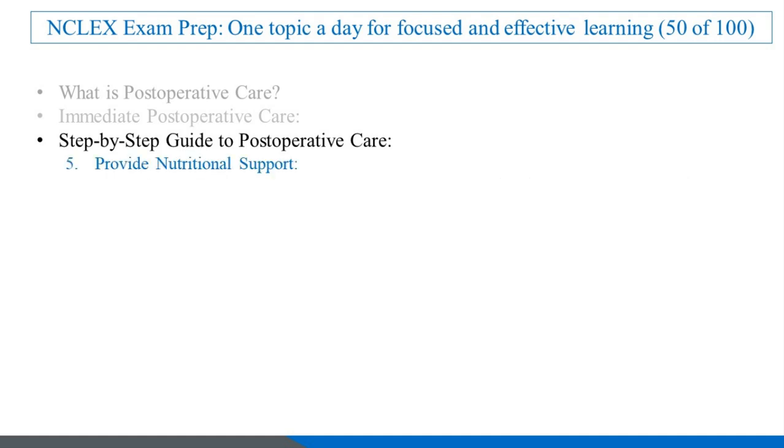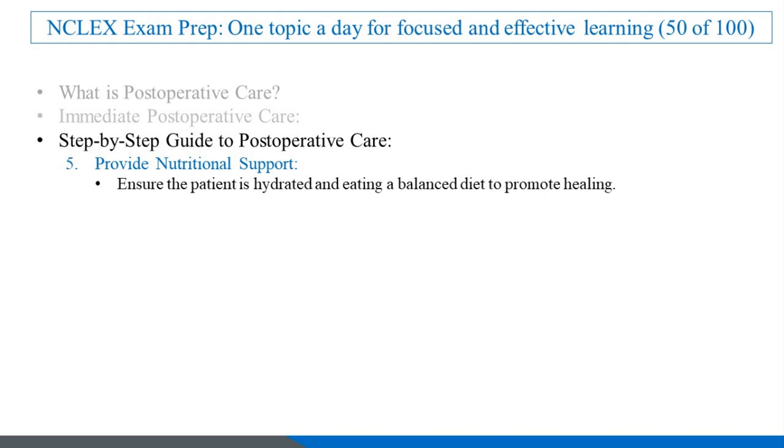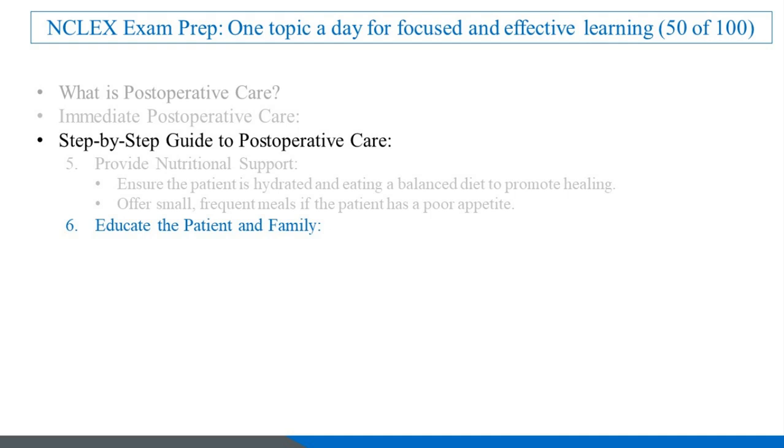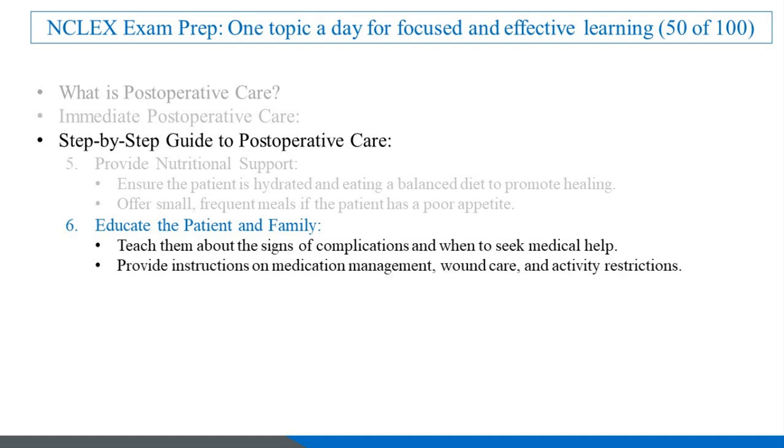5. Provide nutritional support. Ensure the patient is hydrated and eating a balanced diet to promote healing. Offer small, frequent meals if the patient has a poor appetite. 6. Educate the patient and family. Teach them about the signs of complications and when to seek medical help. Provide instructions on medication management, wound care, and activity restrictions.